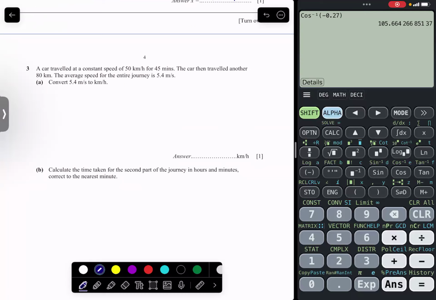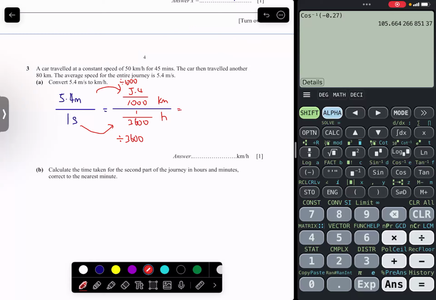Okay, so now we have 5.4 meters in 1 second. When you do conversion of speed, you need to know that the two units change. Meters change to kilometers, seconds change into hours. When you change meters into kilometers, that will be divided by 1,000. But the 1 second changing into hours has to be divided by 3,600. So you end up with 5.4 divided by 1,000 over 1 divided by 3,600.